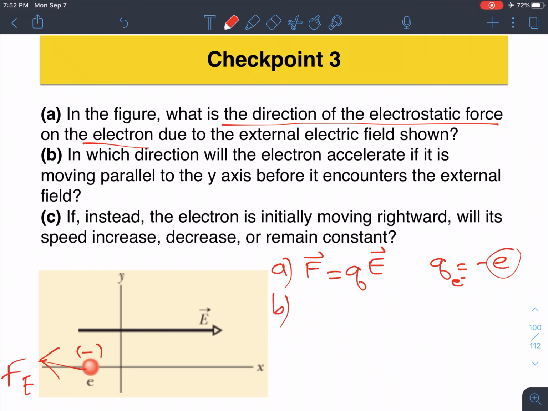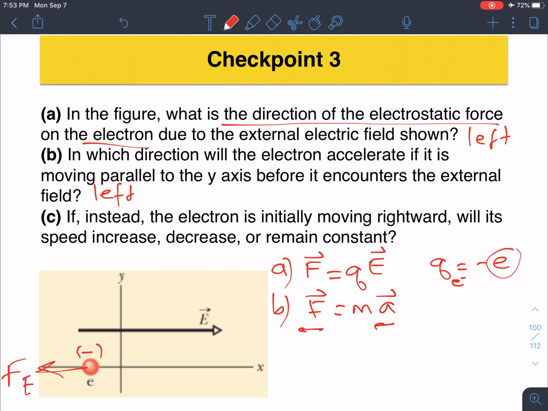And for part B, in which direction will the electron accelerate if it is moving parallel to the y-axis before it encounters the external field? So now we are going to think about F equals ma. And here, again, since mass is always positive, it has to be the same direction as the force. So the acceleration, since force is to the left, acceleration should be to the left as well, right? Let's just take some notes. Part A is left, part B is also left.